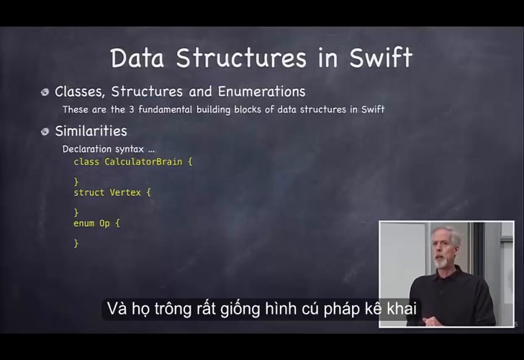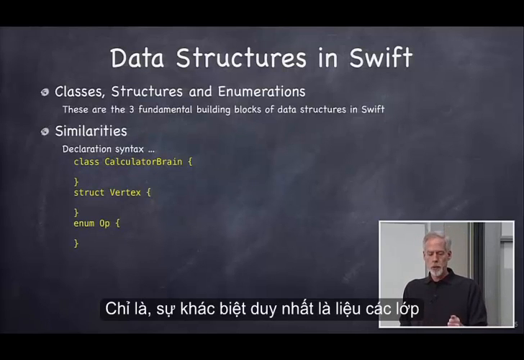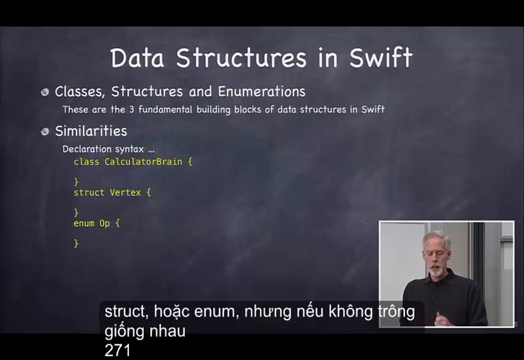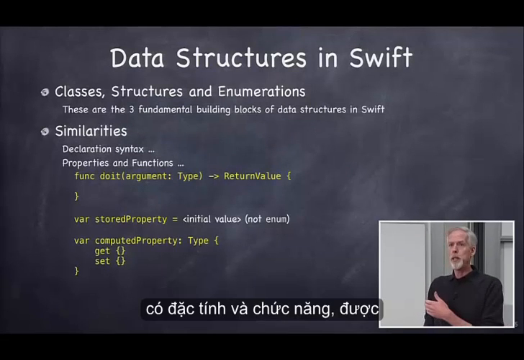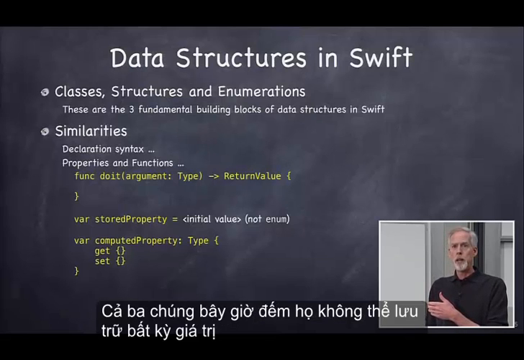And they look very similar. Their declaration syntax looks very similar, right? The only difference is whether it's class, struct, or enum, but otherwise it looks the same. They're also very similar in that they can all have properties and functions. All three of them.